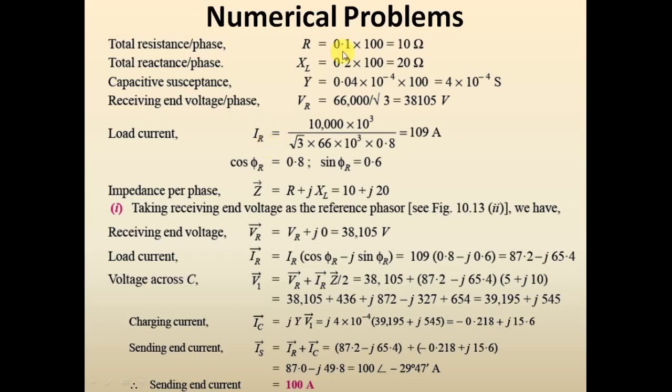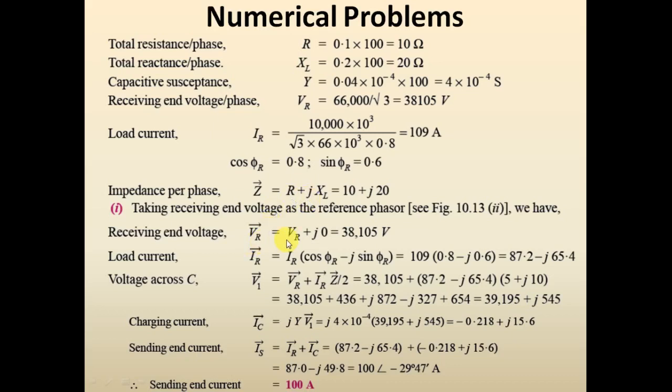As the values of resistance and reactance per kilometer are given, we will be able to find the value of complete resistance by multiplying it with the total distance of the transmission line, that is 100 km. So this will give you the value of total resistance per phase and total reactance per phase. So the total impedance can be written as 10 plus j20. For calculations to be simpler, we will be doing the analysis in complex notation form.